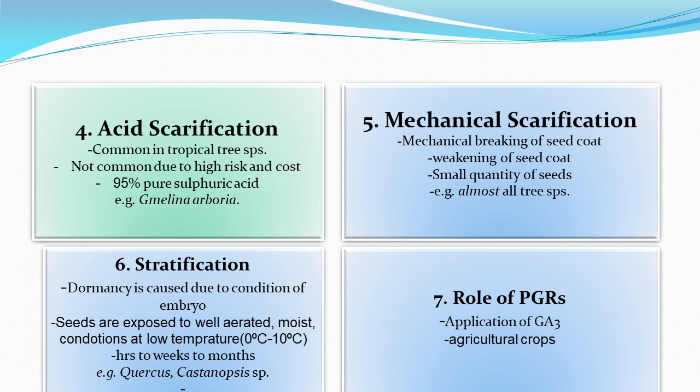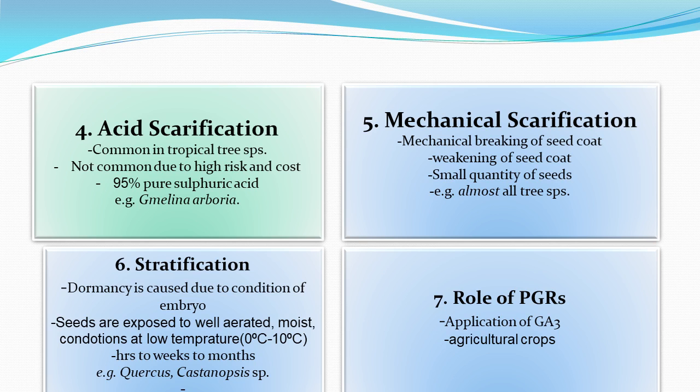In acid scarification, the seeds are simply soaked in 95% pure sulfuric acid. This soaking treatment is given for different periods of time, from a few hours, 1 to 2 hours, up to 24 hours. During this period of soaking in the acid, the seed coat softens, and these softened seeds are then allowed to germinate.